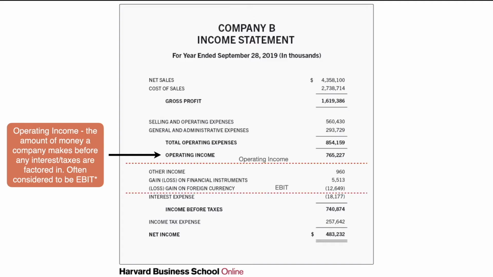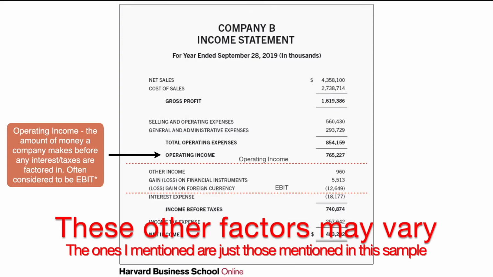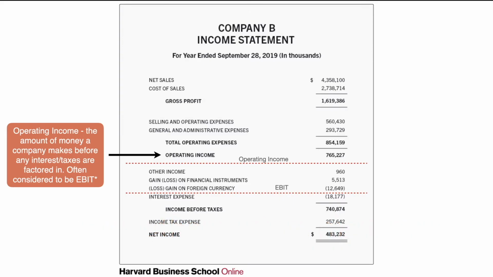Here we can see the differentiation between operating income and EBIT. Operating income stops at the first red line. EBIT, on the other hand, also factors in other income, gain on financial instruments, and gain on foreign currency. While we don't have the exact value for EBIT in this income statement, we can certainly calculate it by ourselves. Take a look at the calculation on the right.